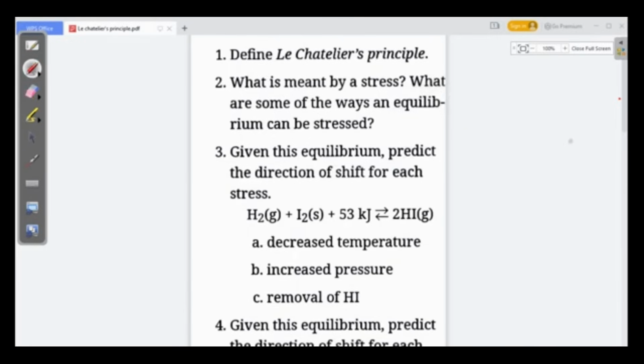So going to the third question, which says given this equilibrium, predict the direction of shift for each stress. Okay, so in the previous video we covered the effects of all these kinds of stresses.